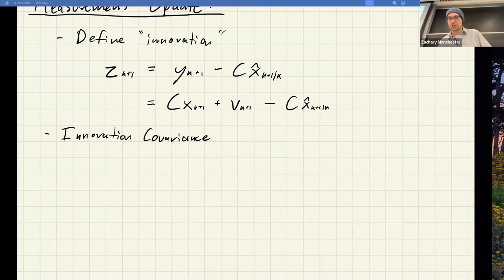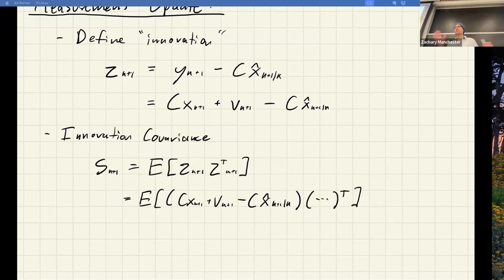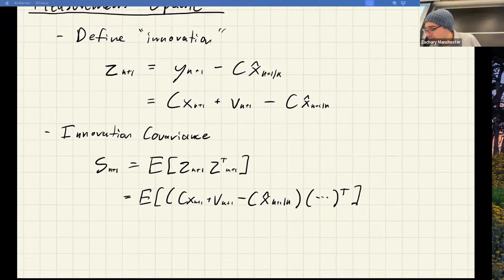This actually is quite useful in filters in general. We're going to call this S_{k+1}, and this is going to be the expectation of z z transpose, just how we're used to thinking about covariances. So I'm going to expand this out and plug in the definition of z_{k+1}: it is C times x_{k+1} plus v_{k+1} minus C times x hat_{k+1} given k, times that transpose.